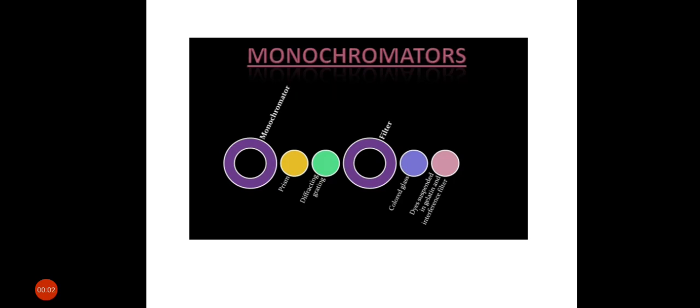Hello student, now coming to the part of monochromator. Okay, so output from a wavelength selector, monochromator, is nothing but a filter. Okay, so output from a wavelength selector is a band of wavelength. Now let's discuss monochromator and filter.